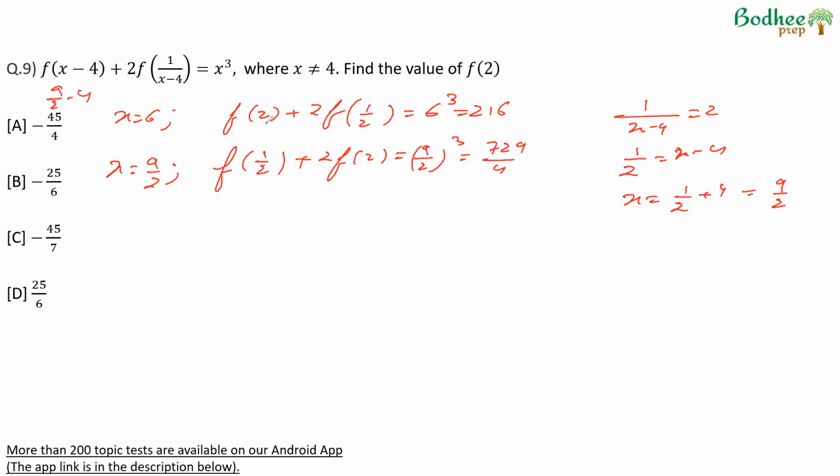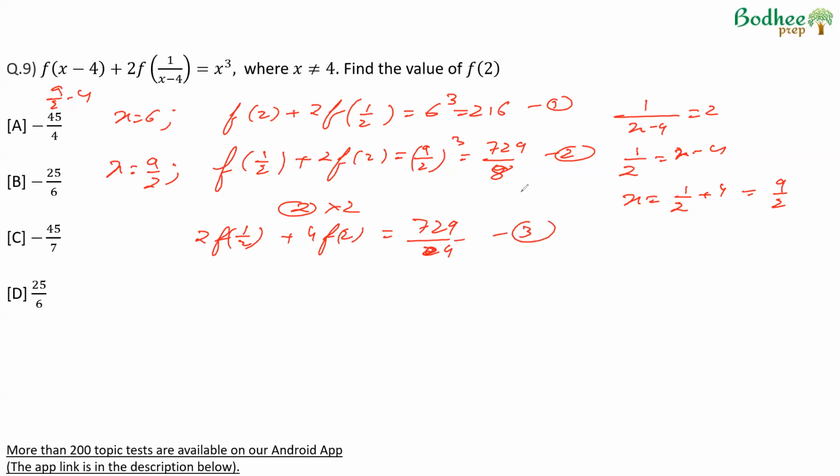We want to eliminate f1 by 2. So if this is equation 1, this is equation 2, I multiply equation 2 by 2. So 2f1 by 2 plus 4f2 is equal to 729 by 2. 9 cube, this was 8, sorry, 2 cube. So this will be 4. Next, this is suppose equation 3.